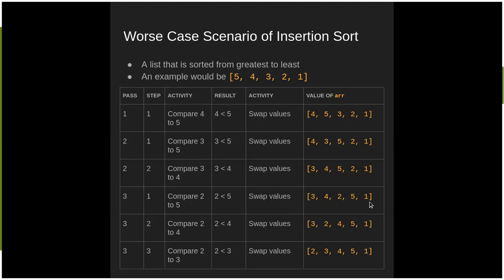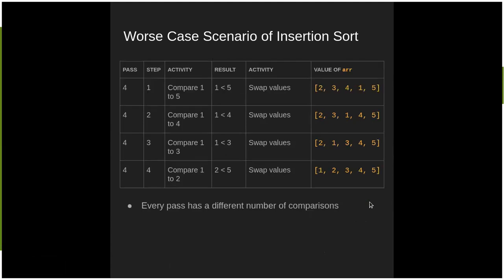Then for the fourth pass, you would make a comparison between 1 and every other number in the list, and since 1 is smaller than all the other numbers, you would perform 4 swaps. And this is the worst case of insertion sort because every pass has a different number of comparisons, and therefore it would result in a quadratic runtime.